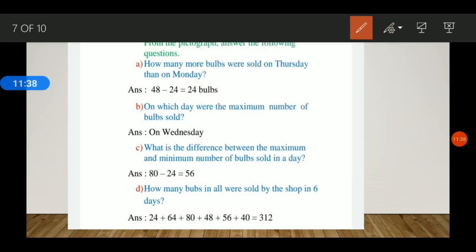Understood? Next is, how many bulbs in all were sold by the shop in 6 days? Total in 6 days, how many total bulbs were sold? So you can find separately how many bulbs were sold on all the days and then you can add. So the answer will be 312. Understood? Okay.